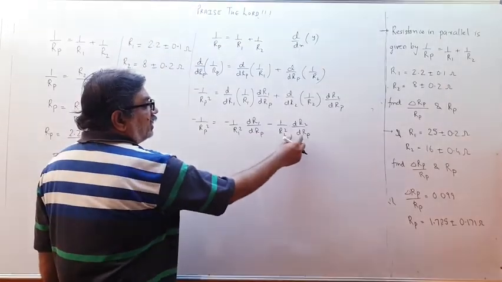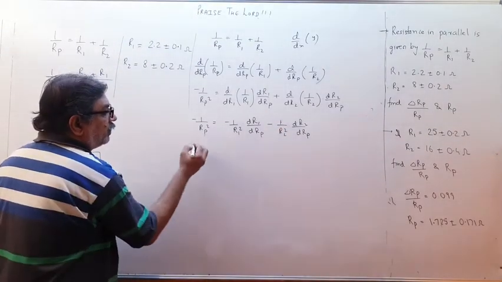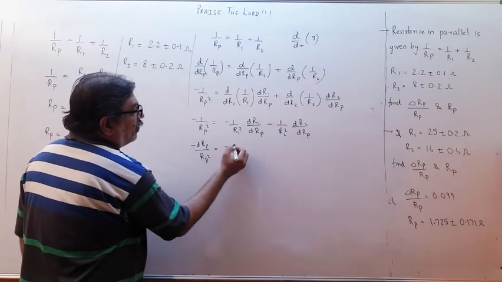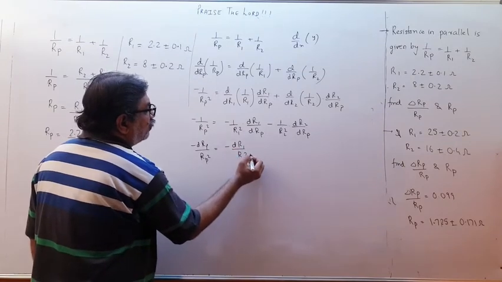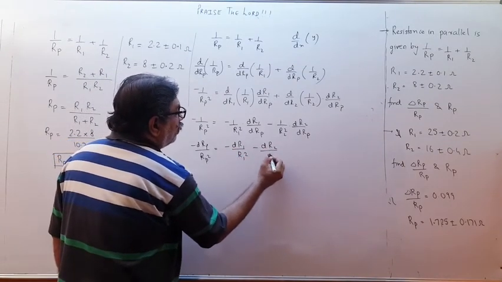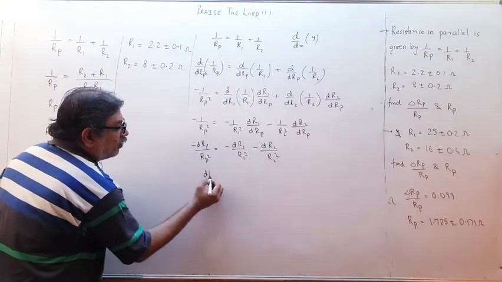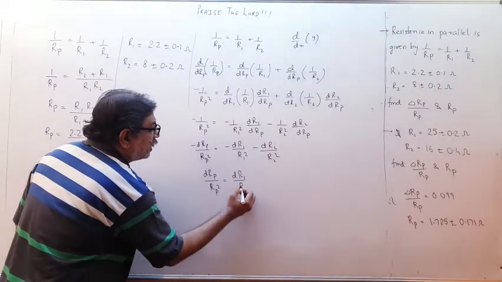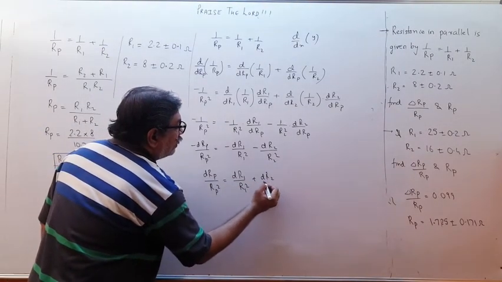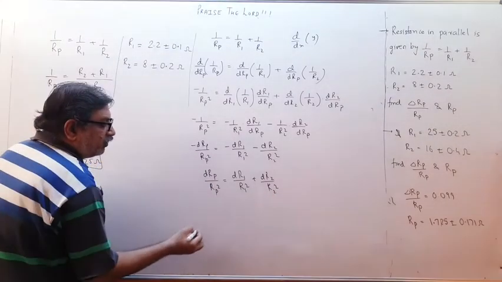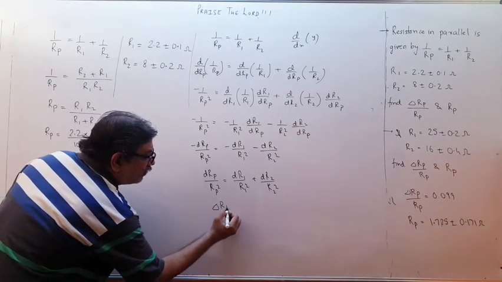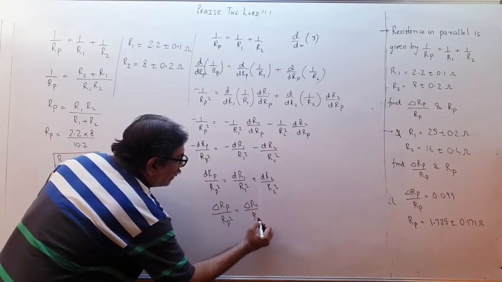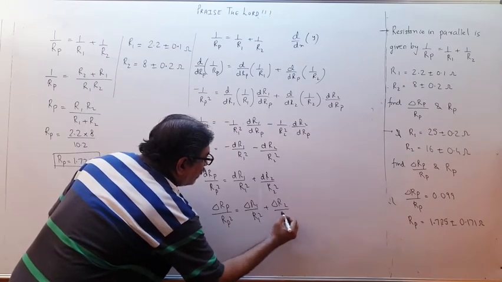Now the children, I multiply all the terms by drp. So this will become minus drp upon rp square equals minus dr1 upon r1 square minus dr2 upon r2 square. Minus cancels out from all. So drp upon rp square is equal to dr1 upon r1 square plus dr2 upon r2 square. And instead of d I can write delta. It is one and the same thing. Change. So delta rp upon rp square is delta r1 upon r1 square plus delta r2 upon r2 square.